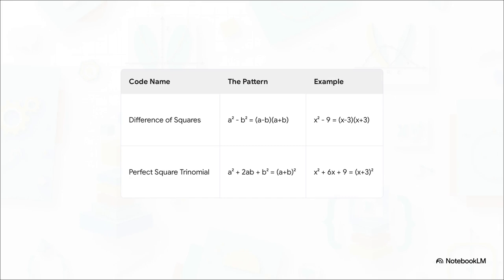The first one, difference of squares, pops up when you have one perfect square being subtracted from another. It always factors out in this really nice, symmetrical way. The other one, the perfect square trinomial, is another super common blueprint. Knowing these is like having a cheat sheet for your factoring. It's a total game changer.